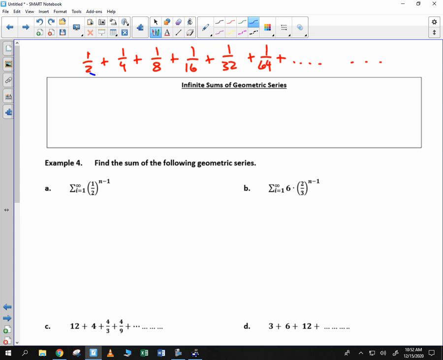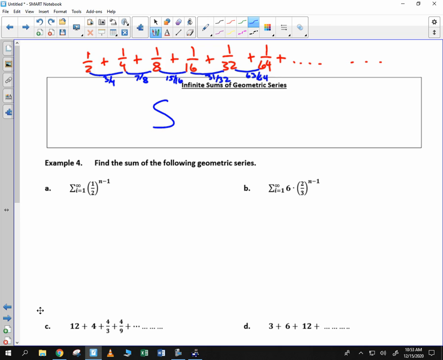And 1/2 plus 1/4 is 3/4. Plus an 1/8 is 7/8. Plus a 16th is 15/16. Plus a 32nd is 31/32. Plus a 64th is 63 over 64. Notice how close that number is getting to 1. It turns out that sum is 1.